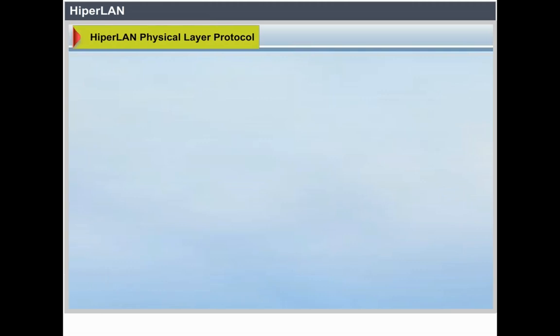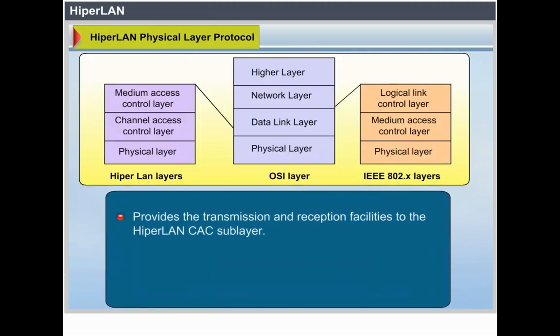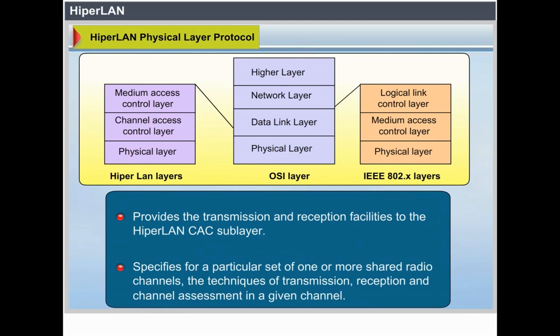HyperLAN physical layer protocol. Provides the transmission and reception facilities to the HyperLAN CAC sublayer. Specifies for a particular set of one or more shared radio channels the techniques of transmission, reception, and channel assessment in a given channel.